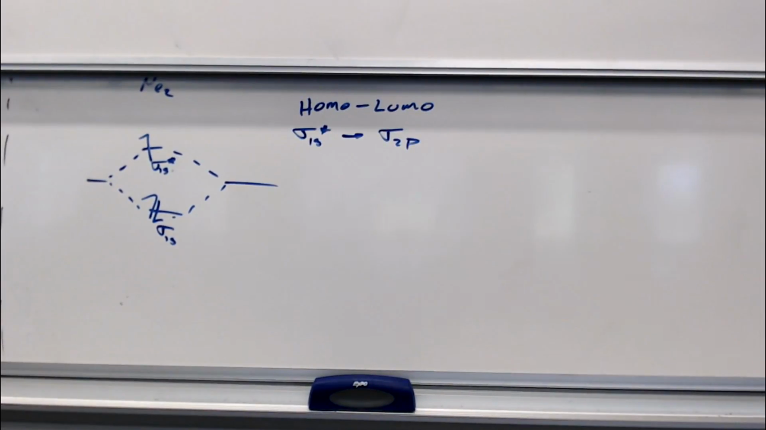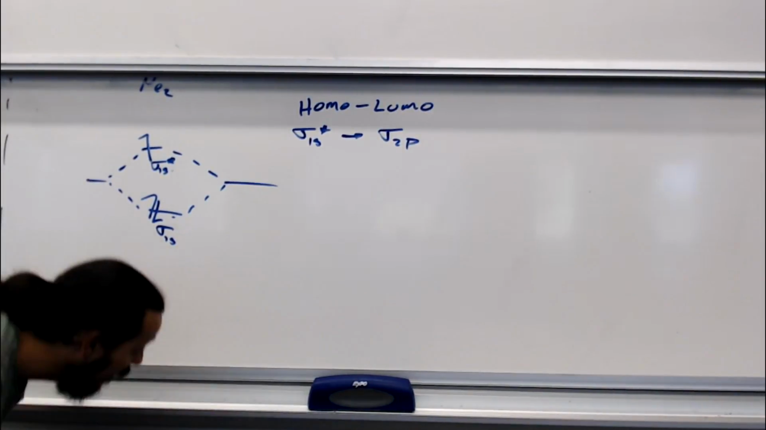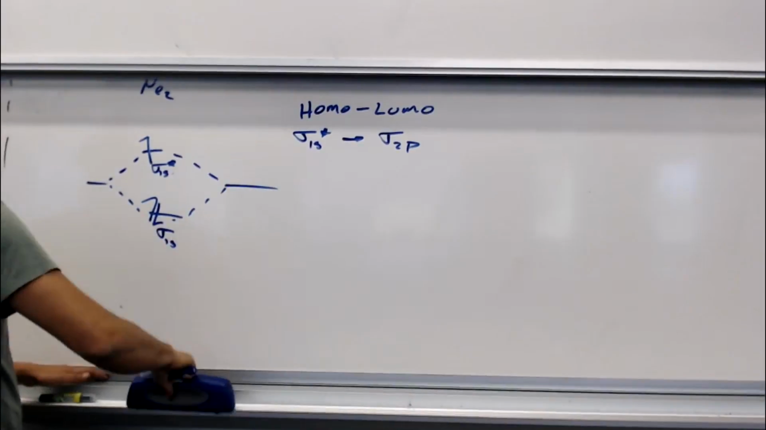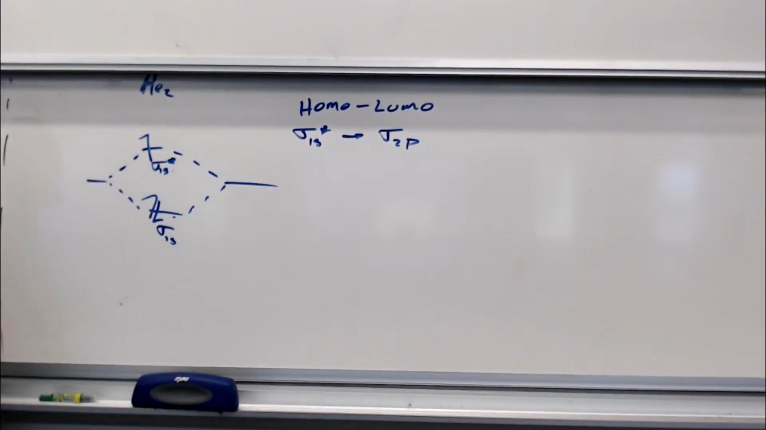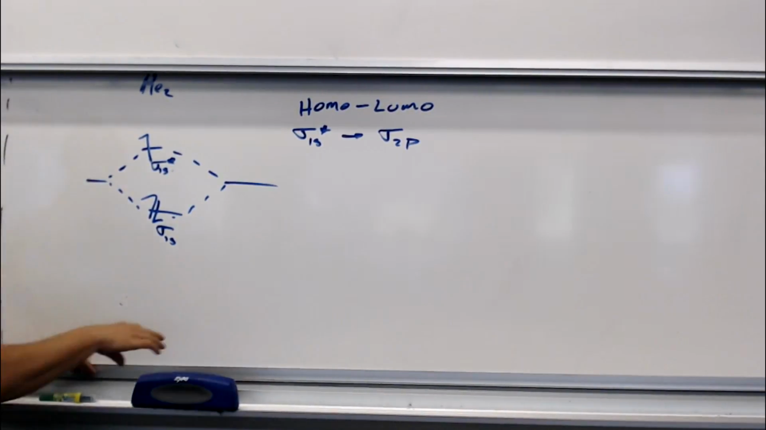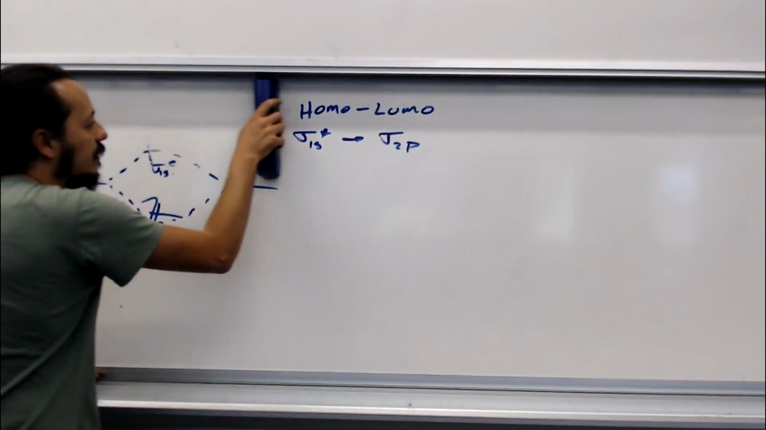But doesn't neon already have 2p? Yeah. Oh, sorry, I did helium instead of neon. Okay, I did helium here. That works too, but it's the same idea, right? It's just the orbital that's next up. Okay. If we're doing neon, let's go ahead and look at neon.